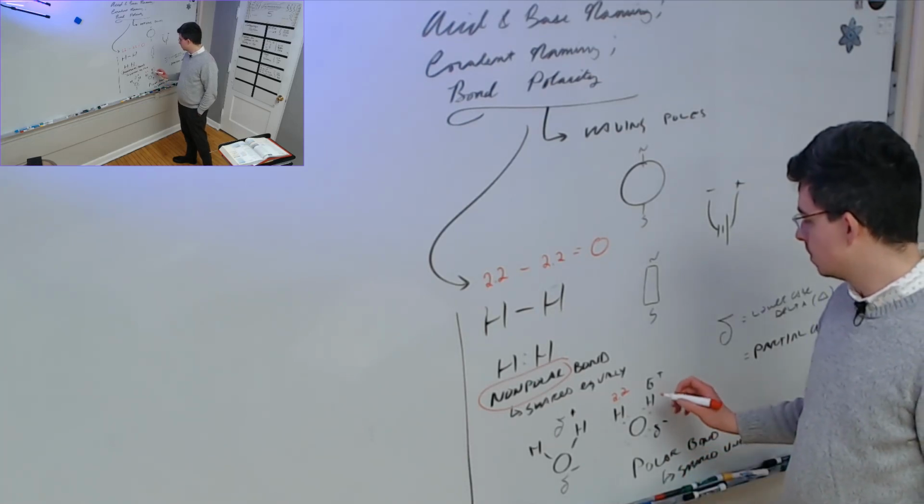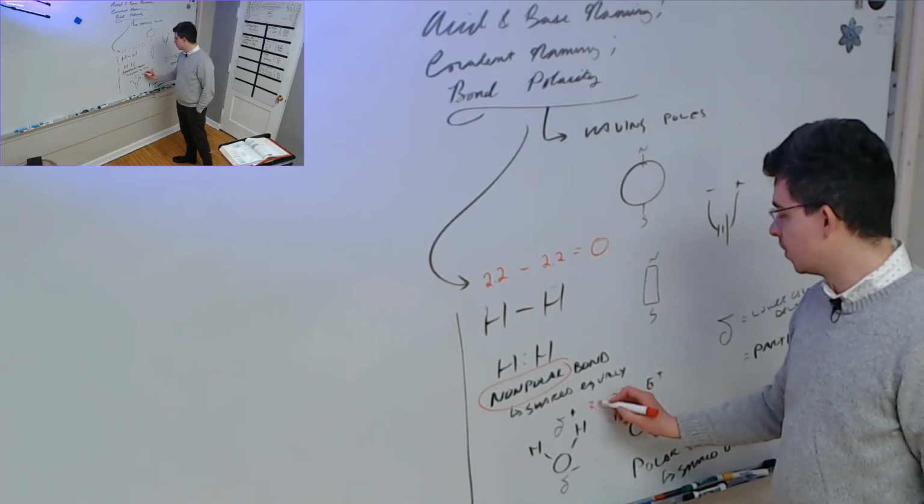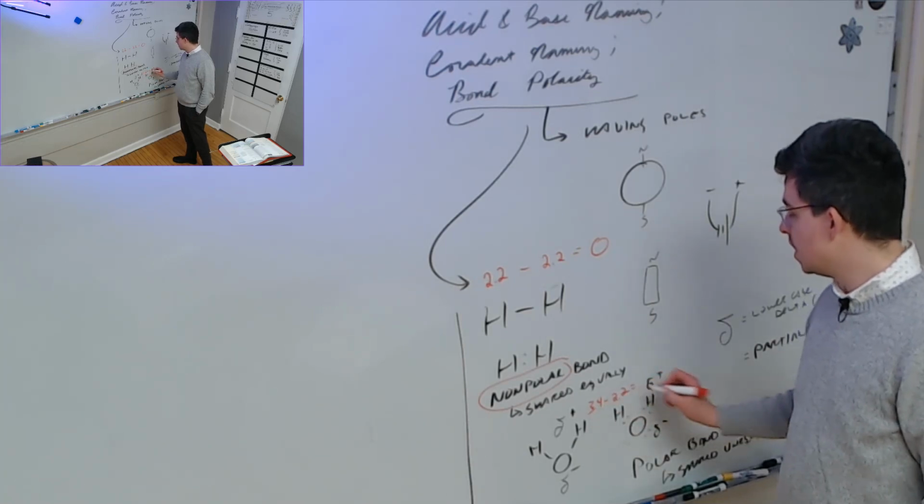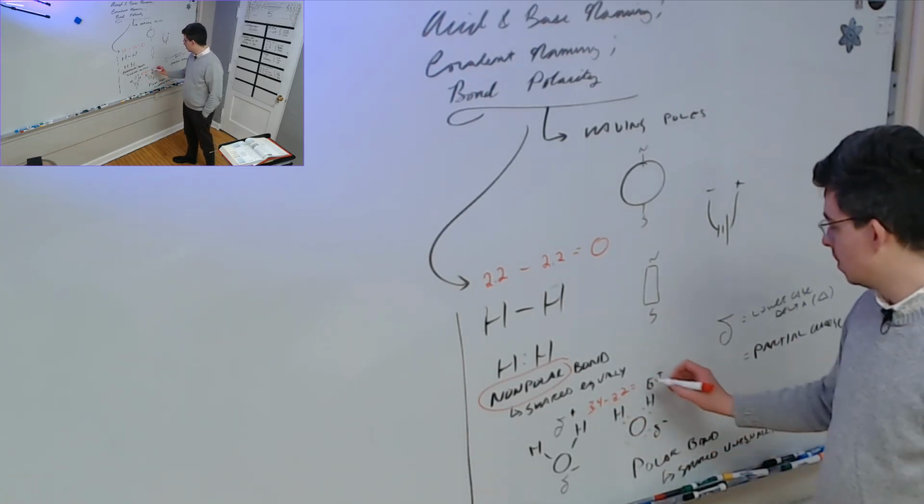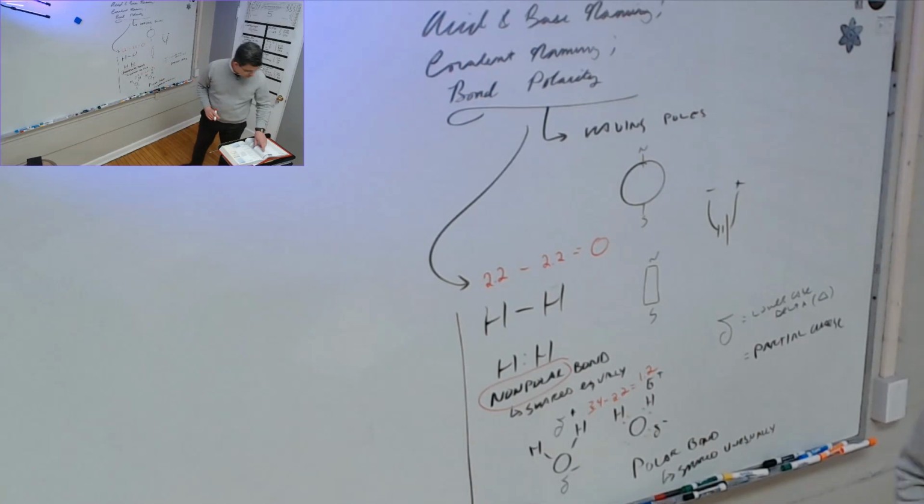And oxygen? 3.4. I'm going to put it in front. 3.4 minus 2.2 equals, that should be pretty simple math, 1.2. And that falls in the range of 0.4 to 1.7, which is polar covalent.